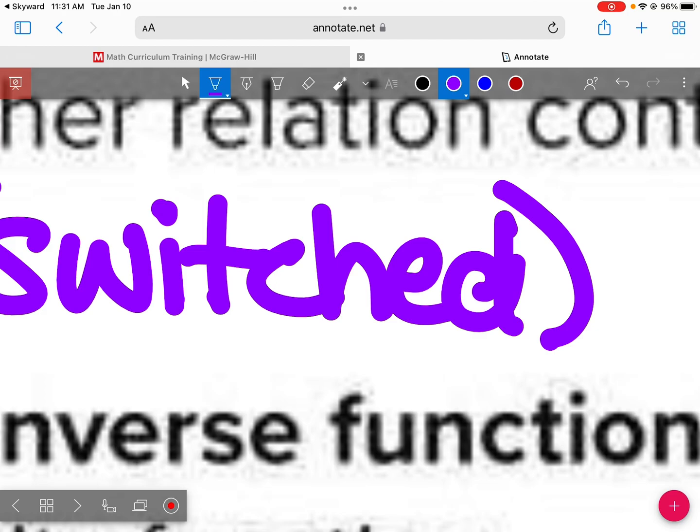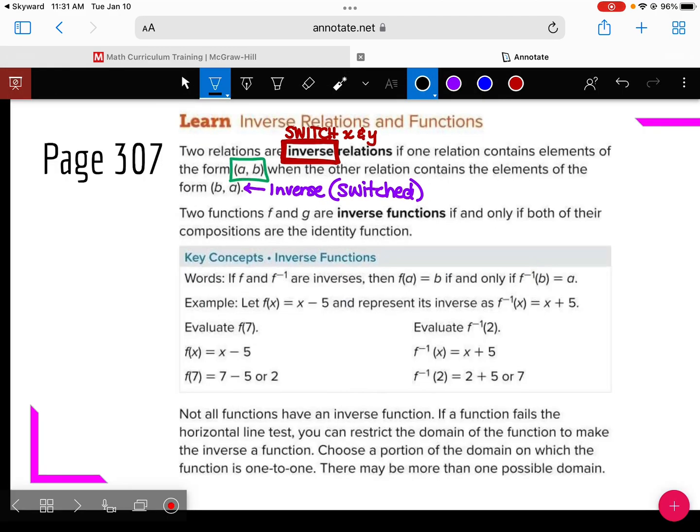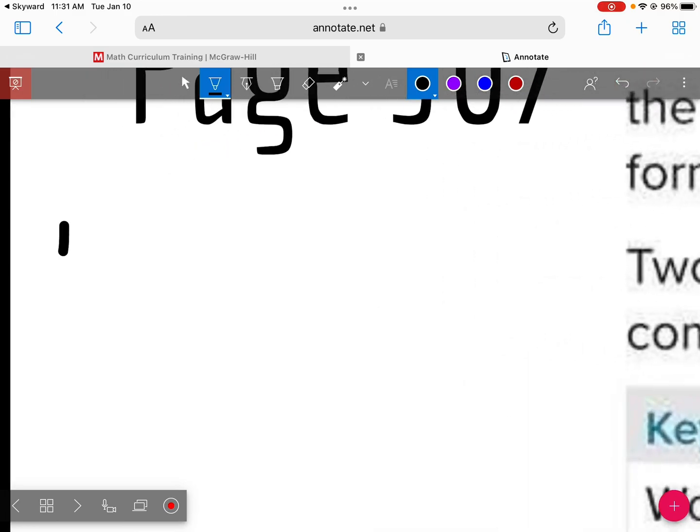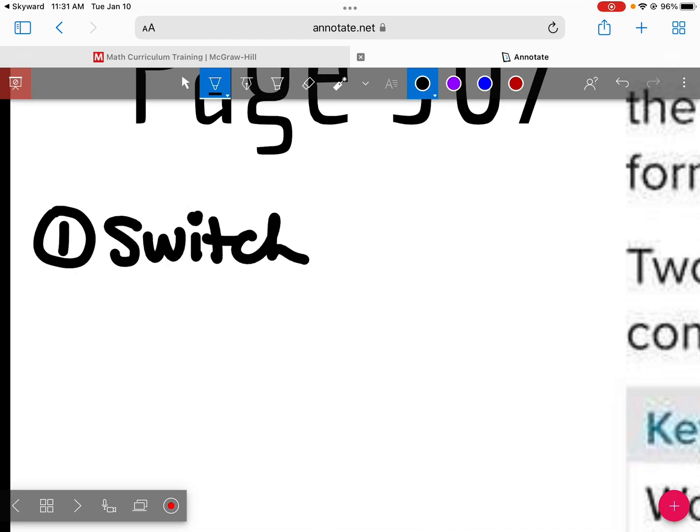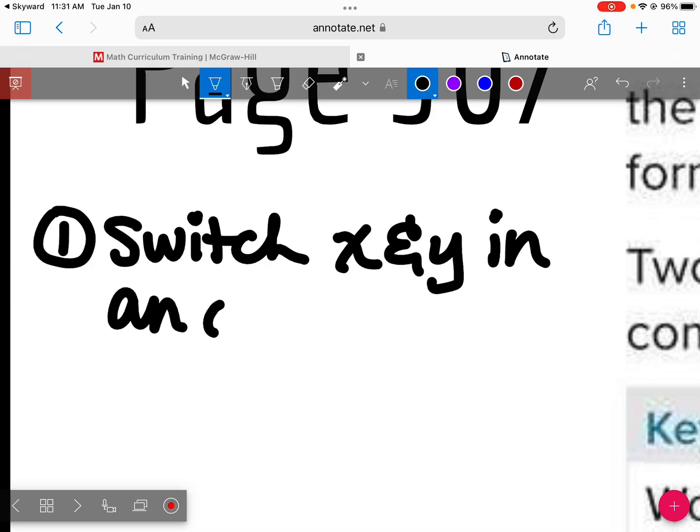We are going to learn and talk about 3 different ways to find inverses. One of them is just as easy as this. The first way that we're going to do this is we will just straight up switch x and y in an ordered pair.